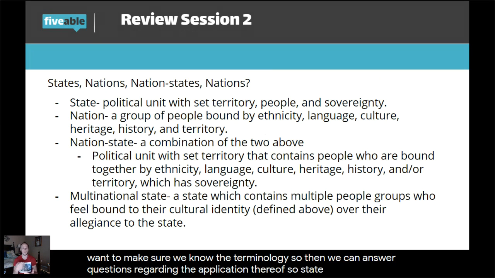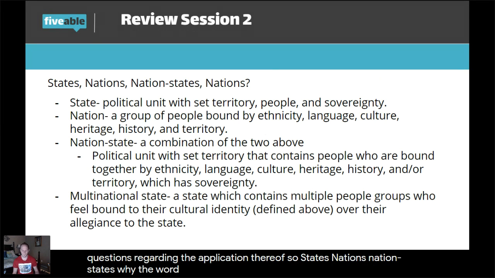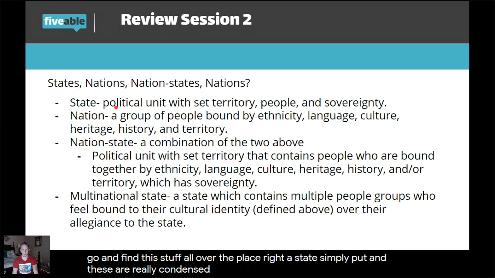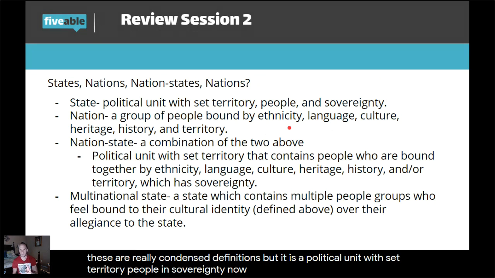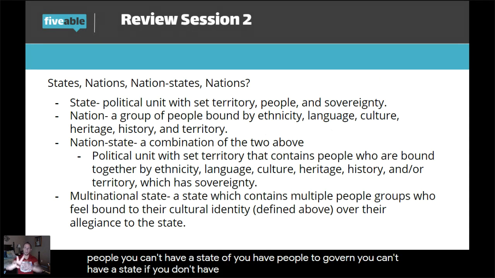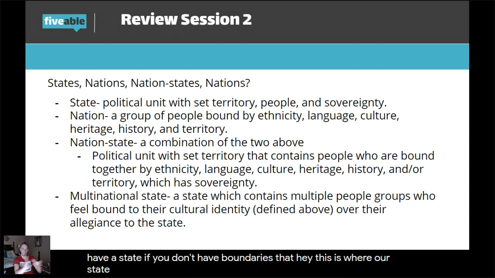So states, nations, nation states, what in the world is all this stuff? I would definitely think about using maybe Quizlet or something like that to learn this vocab. You can find this stuff all over the place, right? A state, simply put, and these are really condensed definitions, is a political unit with set territory, people, and sovereignty. Now, the 3 characteristics of a state: people. You can't have a state if you don't have people to govern. You can't have a state if you don't have boundaries that say, hey, this is where our state starts and this is where it stops. And you need to have sovereignty.